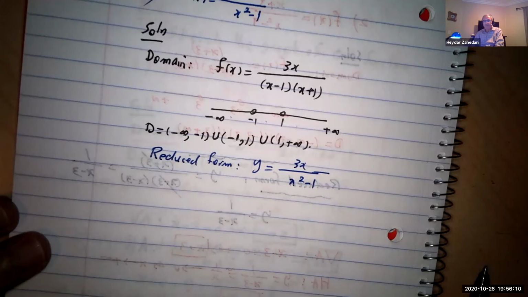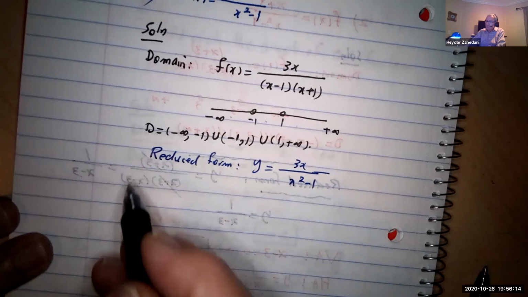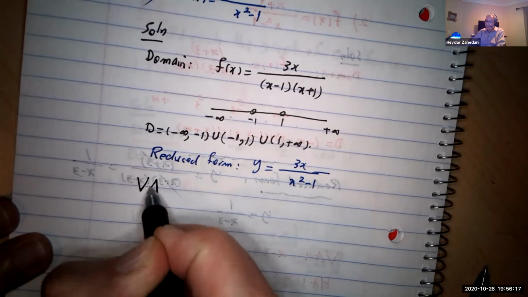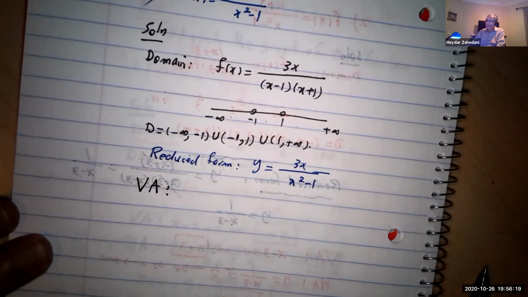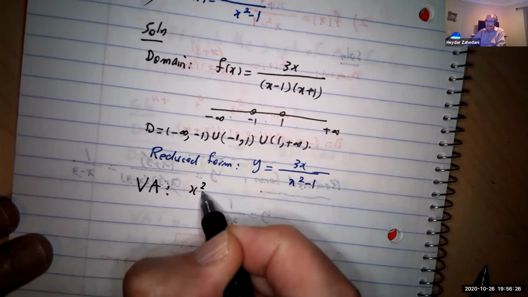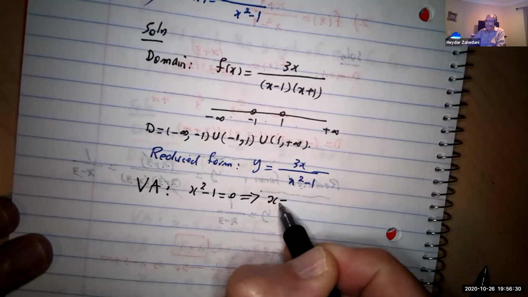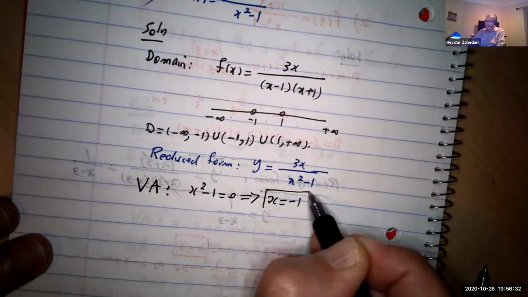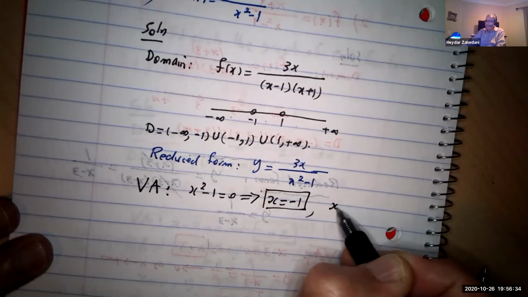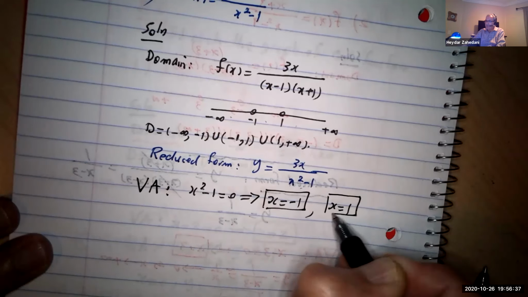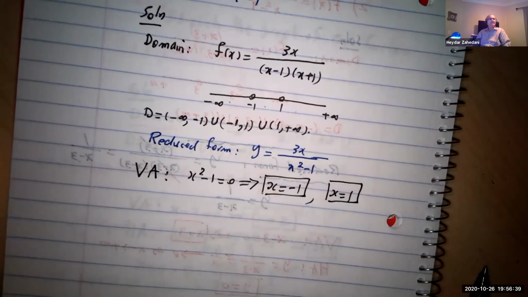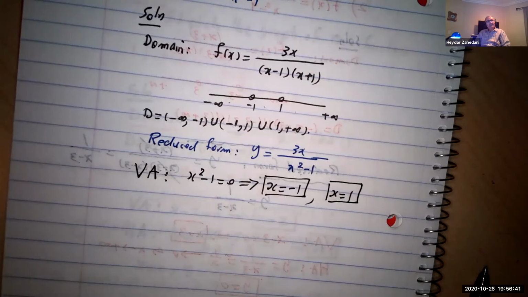Now we are ready to go for the vertical asymptote. We check the denominator equal to 0. The denominator is x squared minus 1, or x minus 1 times x plus 1, whichever you like. So you know that the result is going to be x equal to -1, one asymptote, and x equal to +1, another one. So we're going to have two vertical asymptotes. Any question?